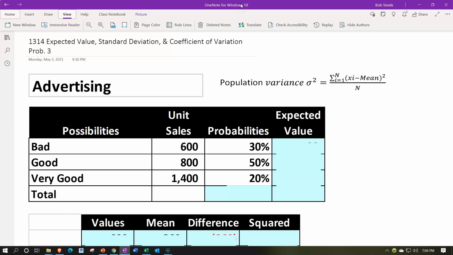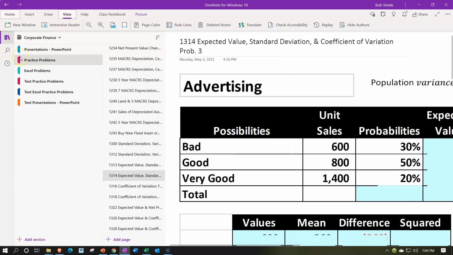Here we are in OneNote. If you have access to OneNote and would like to follow along, you're not required to, but if you would like to, we're in the icon on the left-hand side, in the Practice Problems tab, then down in the 1314 Expected Value, Standard Deviation, and Coefficient of Variation Problem number 3.